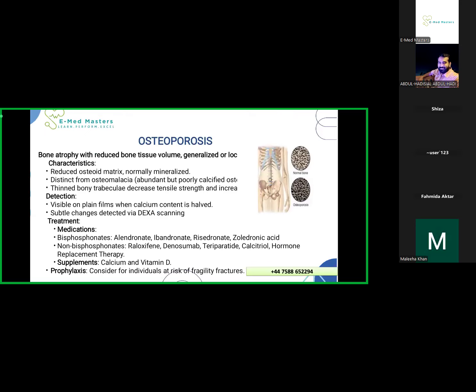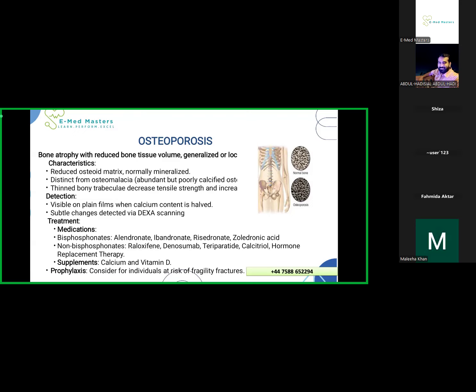So what is osteoporosis? Osteoporosis means simple weakening of bones, porosity of the bones. The literal meaning is porosity of the bones. Basically, it is bone atrophy with reduced bone tissue volume, generalized or localized. Characteristics include reduced osteoid matrix, which is normally mineralized. This is distinct from osteomalacia, which has abundant but poorly calcified osteoid. Features include thin bone trabeculae and decreased tensile strength.